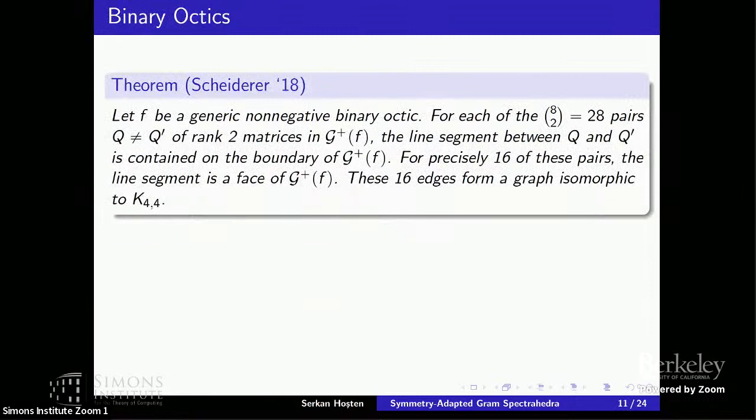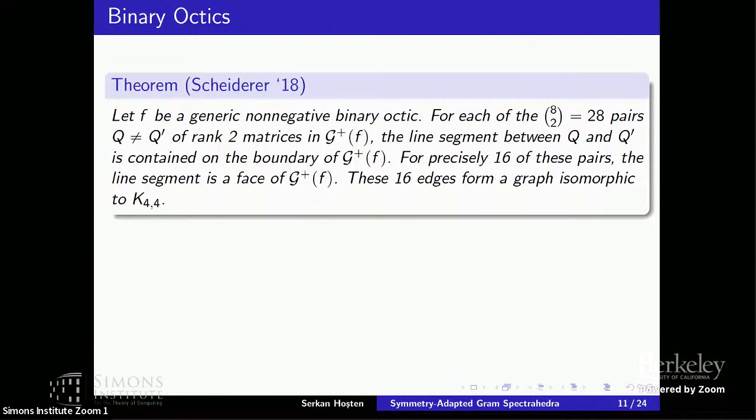Here is another example. Let's go one more degree up, and look at binary octics, degree 8 polynomials. In that case, we know that there are 8 rank 2 matrices on the boundary. For sextics it was 4, for octics it is 8. I'll tell you the general version soon. If you look at every pair of them, and then look at the line segment between them, it turns out those line segments actually lie on the boundary of the spectrahedron. They're not in the interior anymore.